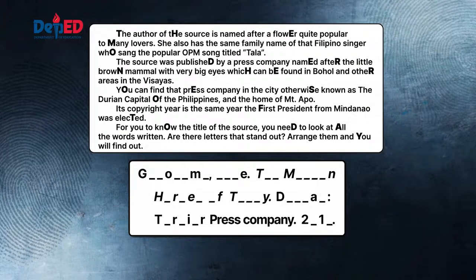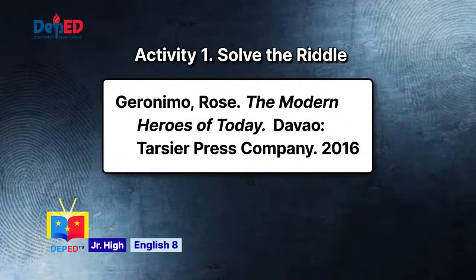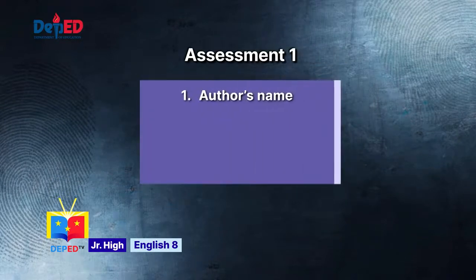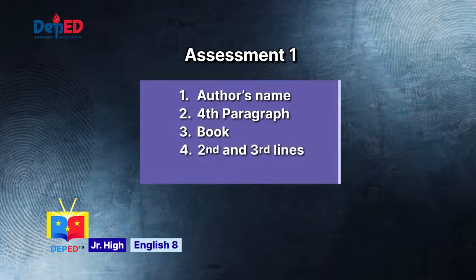It's time to check your work. Here's the answer for the riddle. And here are the answers for the questions. Number 1, author's name. Number 2, fourth paragraph. Number 3, book. Number 4, second and third lines. And number 5, colon.